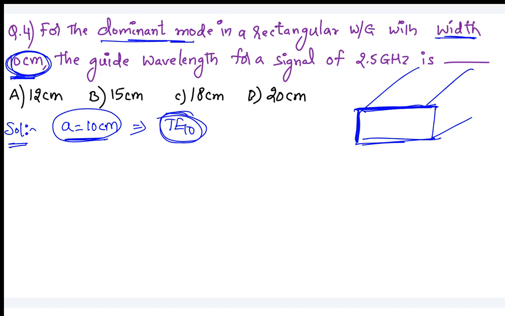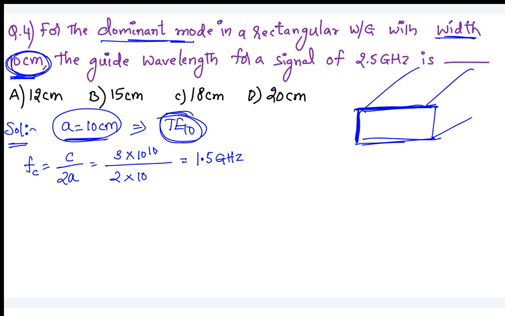You know that the cutoff frequency is equal to c by 2a. Since a is in centimeter, you take c as 3 into 10 power 10, and a is 10 centimeter. So what is the value you are getting? You can correct me if I am wrong. You are going to get 1.5 gigahertz, isn't it?